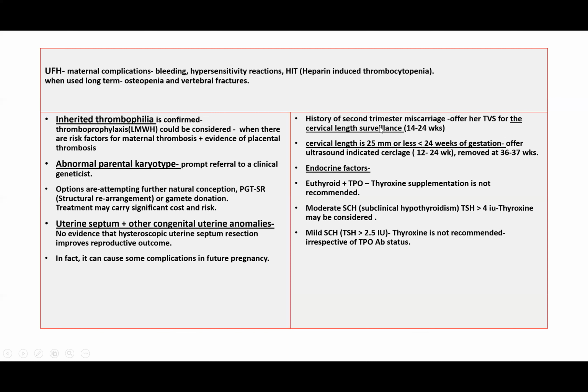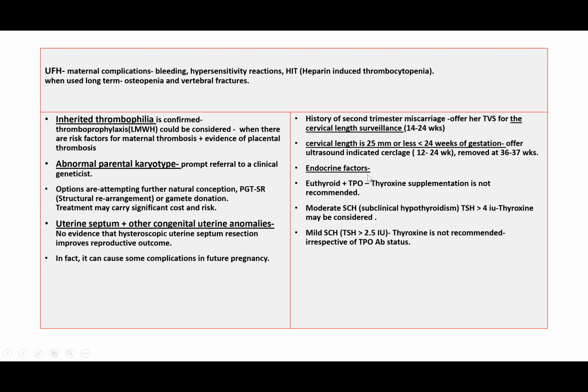Patient had history of second trimester miscarriage, so of course, we will be offering her the transvaginal scan for the cervical length surveillance from 14 to 24 weeks. If cervical length is 25 millimeter or less, less than 24 weeks, then offer the ultrasound indicated cerclage, and we are going to remove at 36 to 37 weeks.